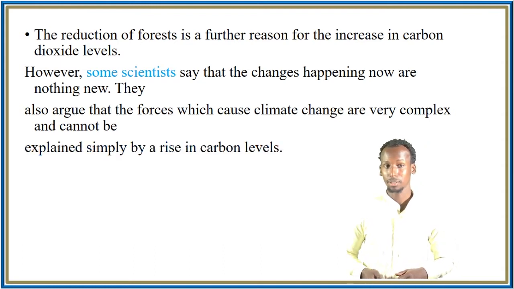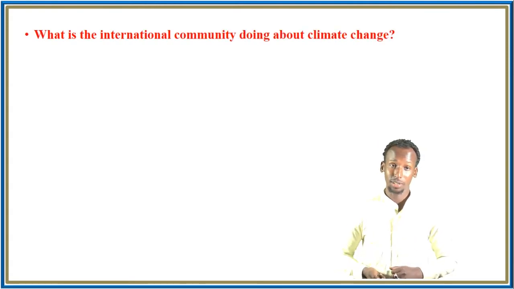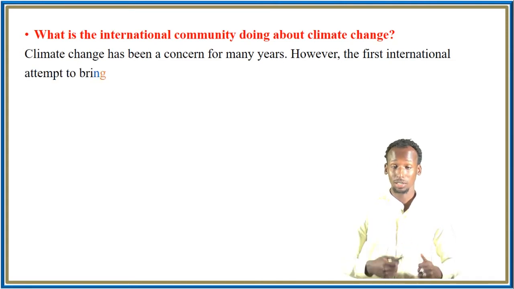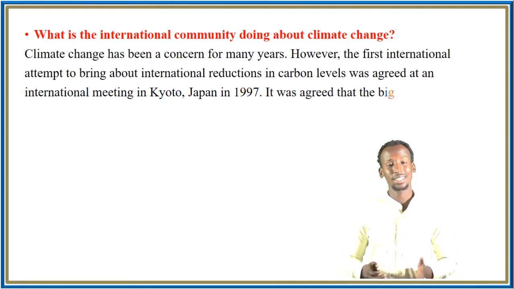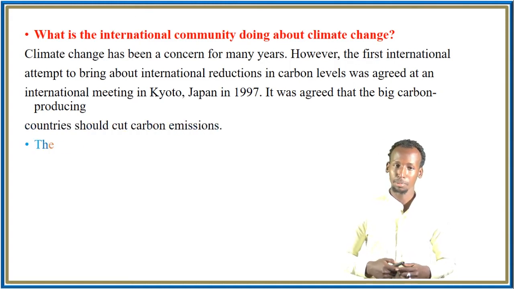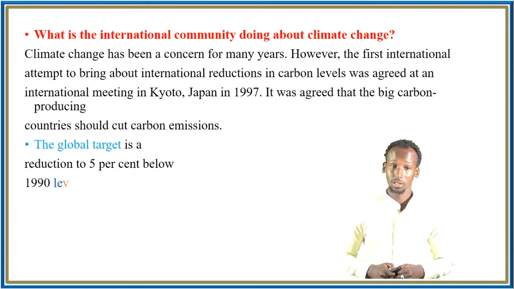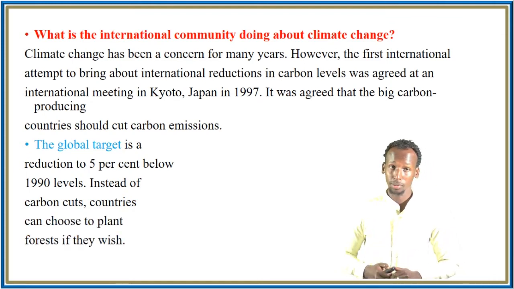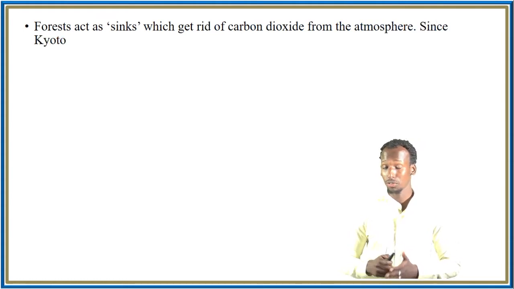So what is the international community doing about climate change? Climate change has been a concern for many years. However, the first international attempt to bring about a reduction in carbon levels was agreed at an international meeting in Kyoto, Japan in 1997. It was agreed that big carbon producing countries should cut carbon emissions. The global target is a reduction to 5% below the 1990s levels. Instead of carbon cuts, countries can choose to plant forest if they wish. Forests act as sinks which get rid of carbon dioxide from the atmosphere.